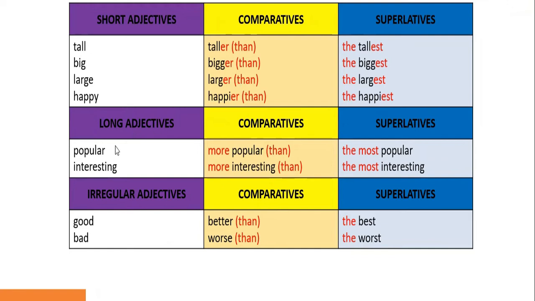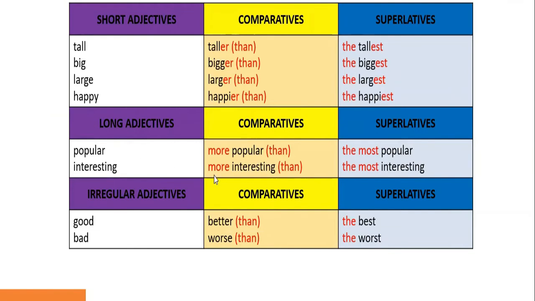And then what happens with the long adjectives? Popular, interesting. We have two examples. Popular, the comparative is more popular than, and interesting, more interesting than. When we have a long adjective, guys, we have to add the word more before the adjective. More popular, more interesting, more intelligent, okay? Popular has 3 syllables, so we have to write more.